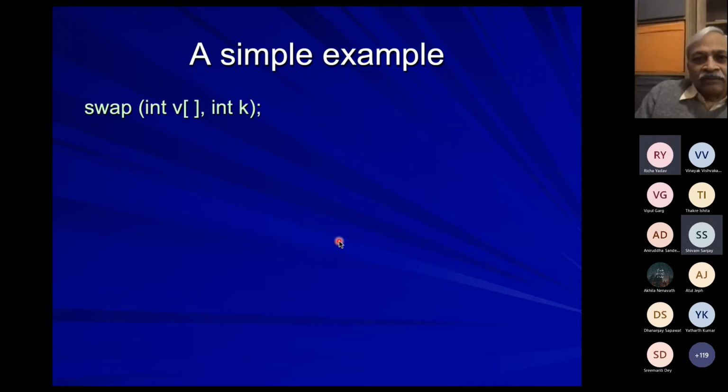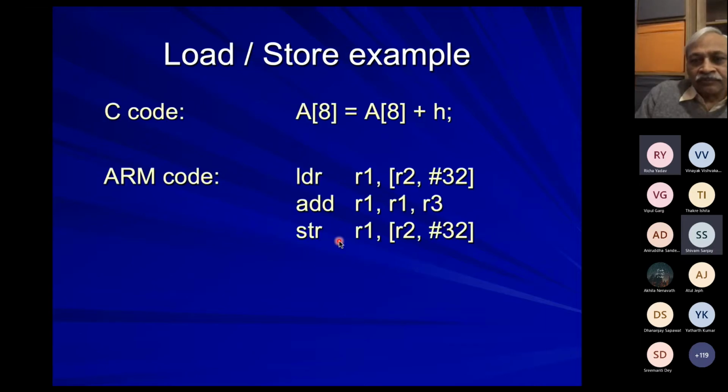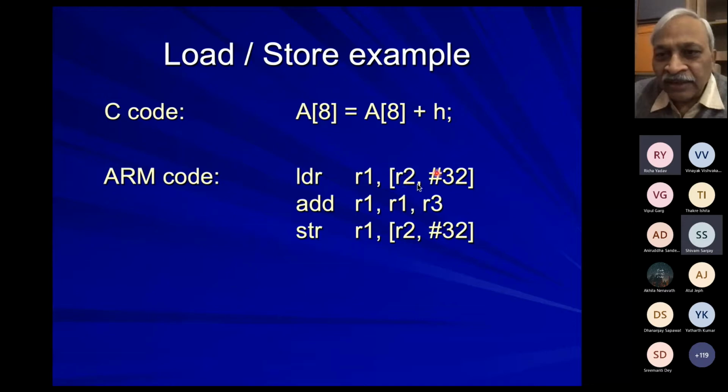Excuse me, sir. Sir, in the previous example, are we storing the result in R1 or R2? In load instruction, the first thing is the destination, and the second thing is the source. In store instruction, it is opposite. R1 is the source, and R2 combination with 32 is a destination. So load is from memory to register, store is from register to memory. Okay, thank you, sir.